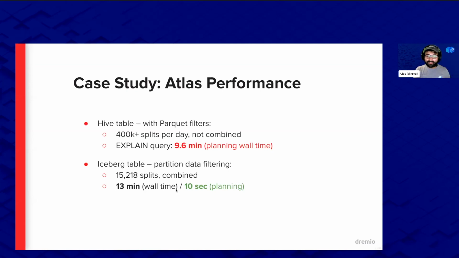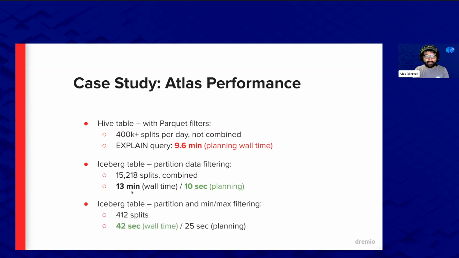And the thing is that it's not using everything Iceberg has available to it. Again, there's also min-max filtering. That's when we get to that individual file level, and we're saying based on the individual values in the different columns, can we filter out more files? When we introduce min-max filtering, we narrowed it down to 412 splits. Okay, so that universe of what we're scanning is getting smaller and smaller and smaller.